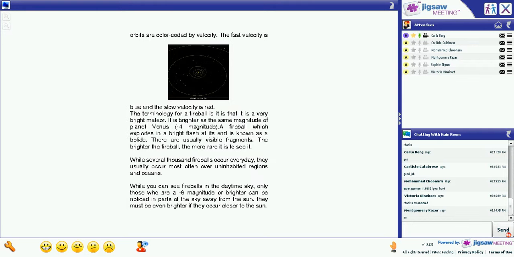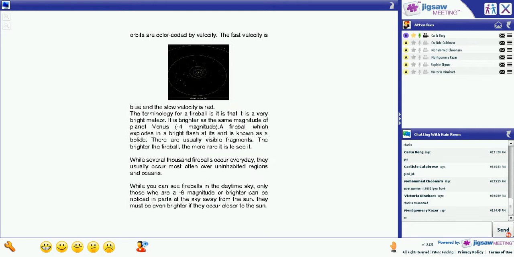The terminology for a fireball is that it is a very bright meteor. It is brighter than the planet Venus, at -4 magnitude. A fireball which explodes in a bright flash at its end is known as a bolide. There are usually visible fragments.